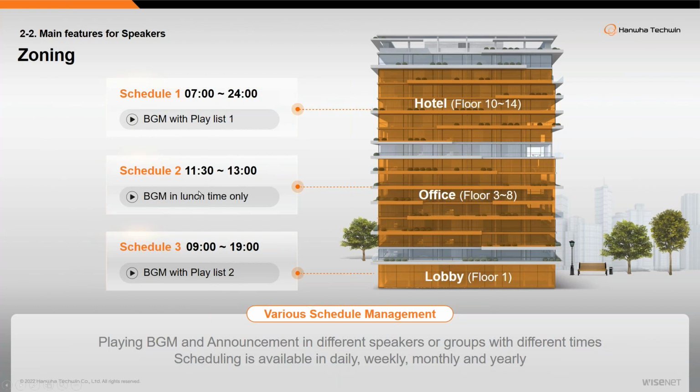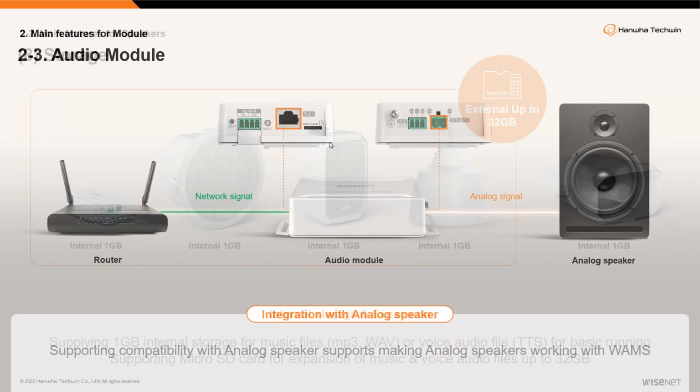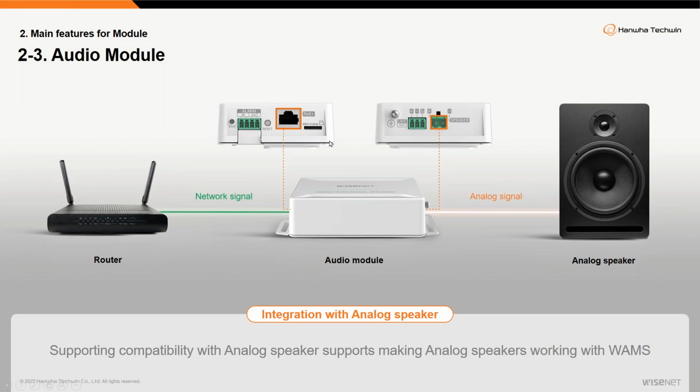Okay. Next is storage. So each speaker has a built-in storage of 1 GB. You can expand up to 32 GB. Audio module. This is something: if you have existing analog speakers, you can plug the audio module into the analog speaker, and then you can have control over it over the network. So you can convert it to an IP speaker using the audio module.